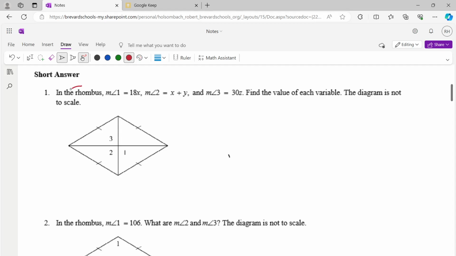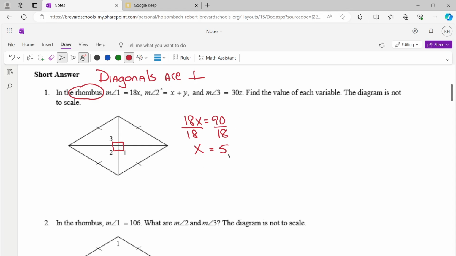It is a rhombus. And in a rhombus, diagonals are perpendicular. So if the diagonals are perpendicular, aren't all of these angles 90 degrees? So 18x equals 90. Divide each side by 18. And your x equals 90 divided by 18 is? Good, 5.